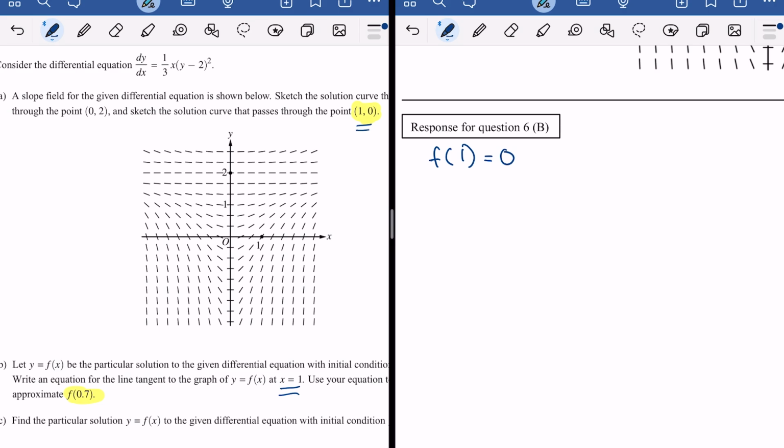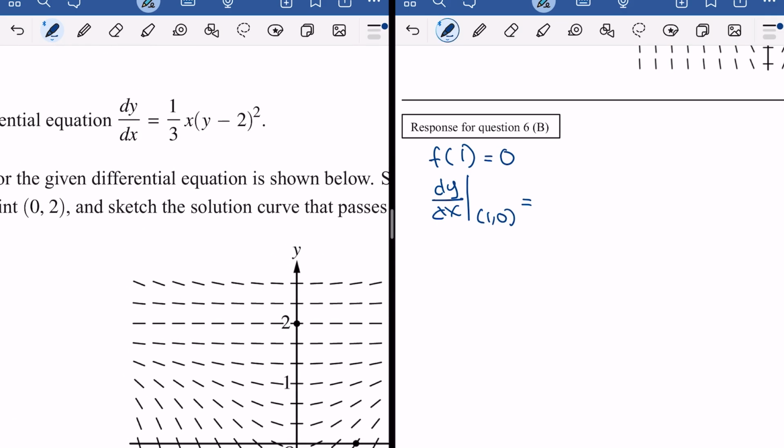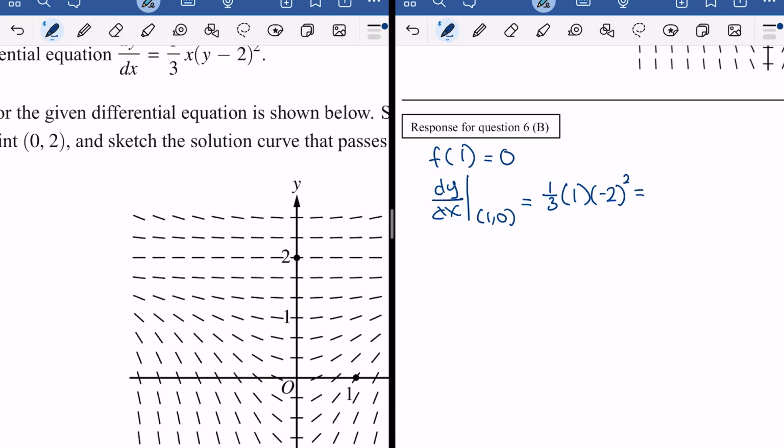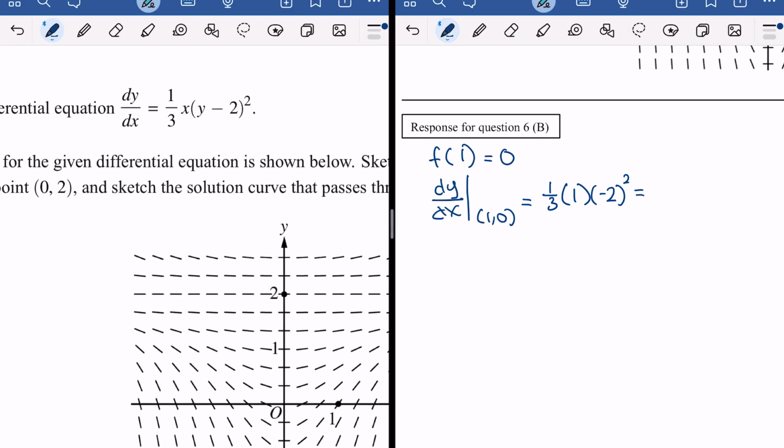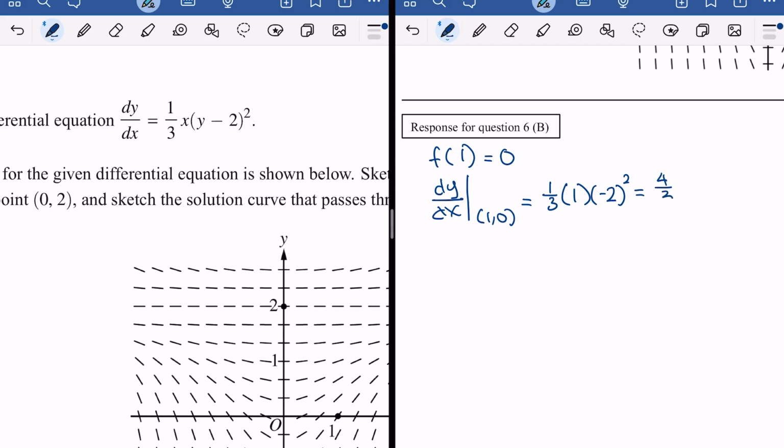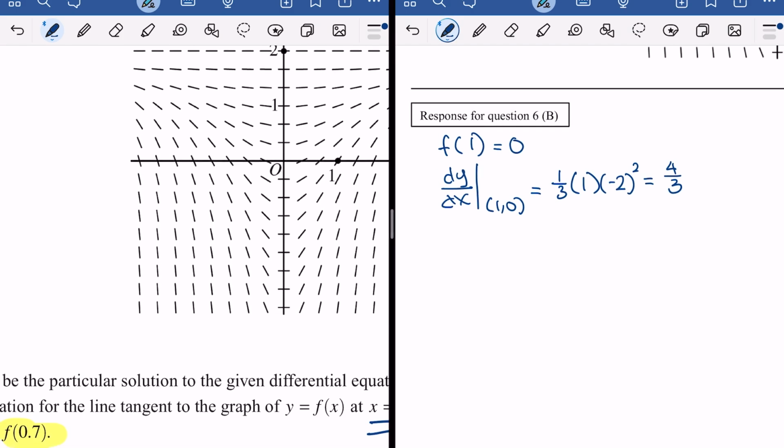We also need to know the slope at x equals 1, which is dy/dx with a bar, this is the correct notation, at (1, 0), an ordered pair. So we're going to plug into this equation x equals 1 and y equals 0. I do not recommend you do Safe Stop here because we have to use that for the equation of the tangent line and the approximation. So this will be 4/3 if I compute.